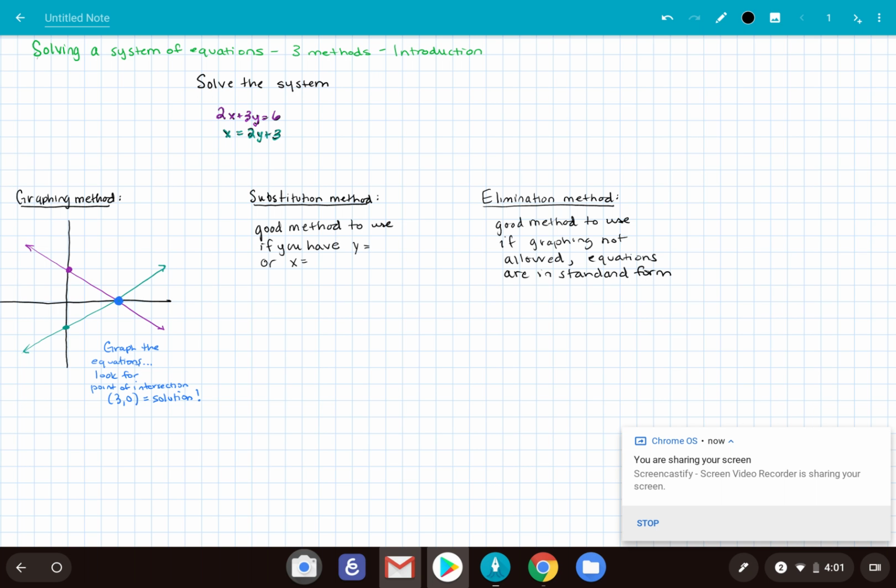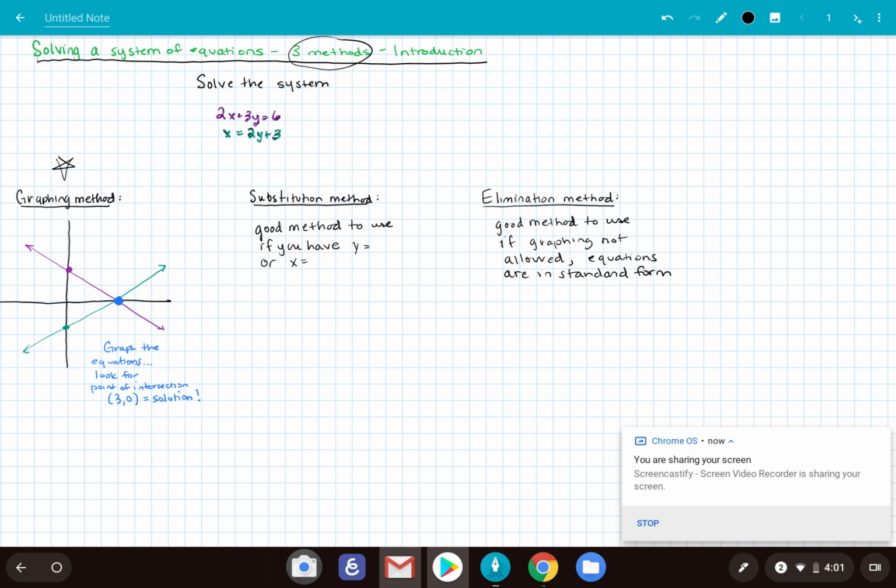Go ahead and just do a quick review of how to solve a system of equations. There's three methods that you can use. The first and easiest method is the graphing method, in which case you graph each equation on the same coordinate plane and you look for where they cross each other.